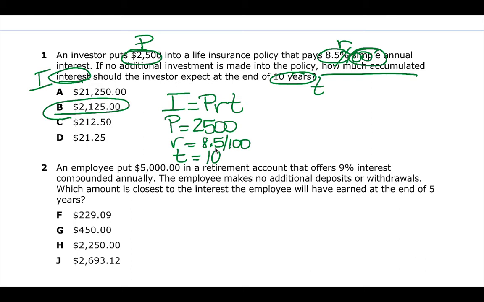An employee puts $5,000 in a retirement account, P, that offers 9% interest compounded annually, R, 9 over 100, compounded. The employee makes no additional deposits or withdrawals. We don't need that, right? No, we don't need that. Mark it out. STAR's just going to give us useless information. They like putting lots of words in there so that you guys won't read it. Which amount is closest to the interest the employee will earn at the end of 5 years? Time. And it's in years, so we're good.